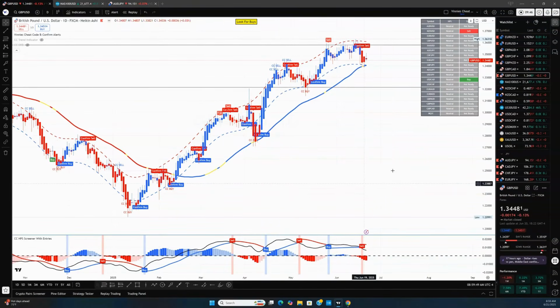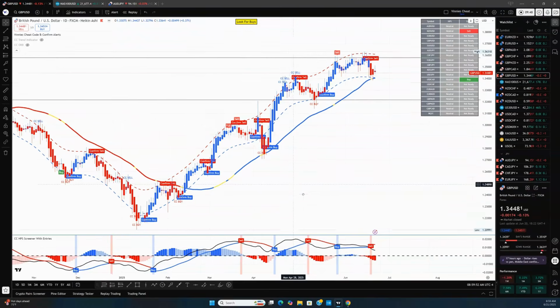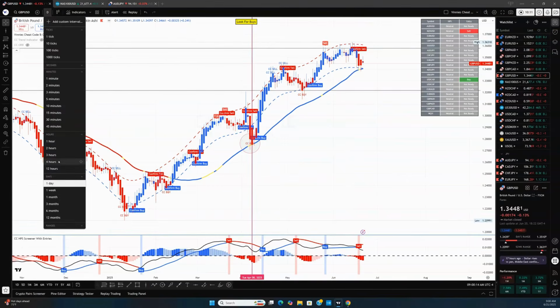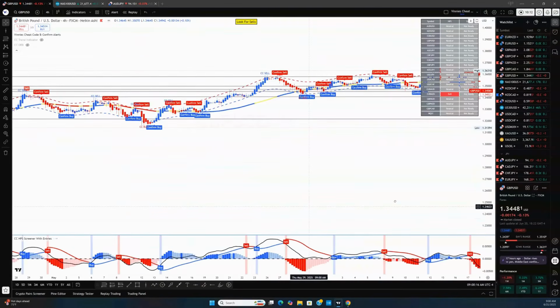Okay. So let's take this example right here. We're on GBP USD, right? And let's say we decided to take this cheat code buy signal here. Okay. This popped up. We got a cheat code buy signal. Let's go ahead and mark that off on the chart. So the cheat code buy signal came in on that candle on the daily time frame. What we want to do is go to a lower time frame. Let's go to the 4 hour.